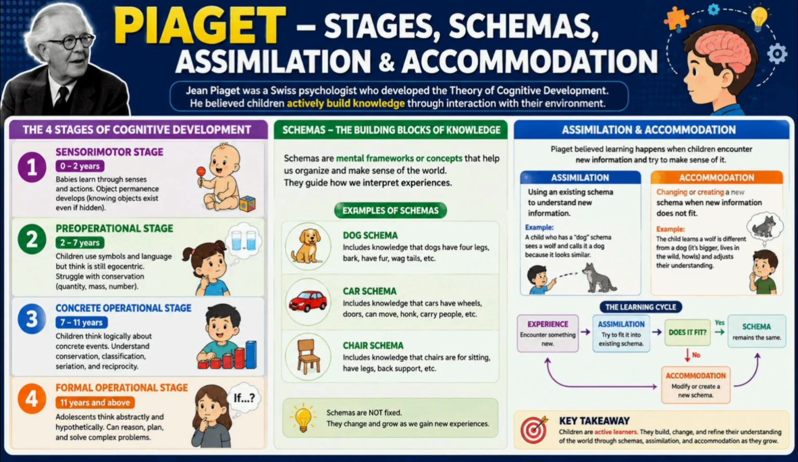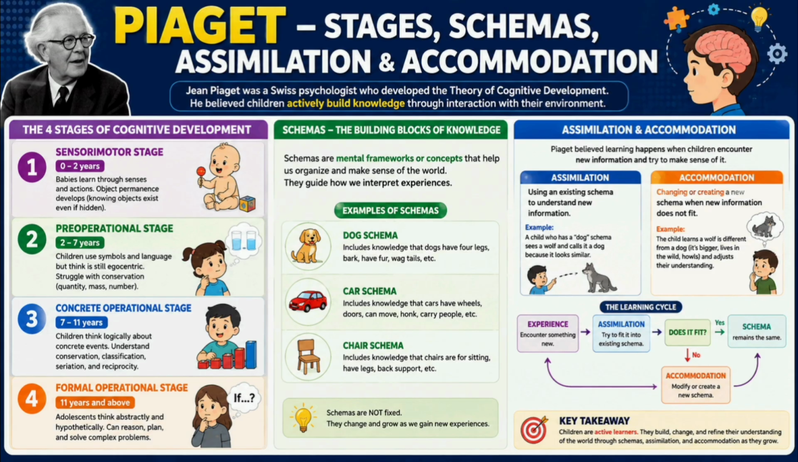This is assimilation. Then the teacher explains a whale lives in water but is a mammal, not a fish. The child changes their understanding. Now the child develops a new understanding: some animals live in water but are not fish. This is accommodation.